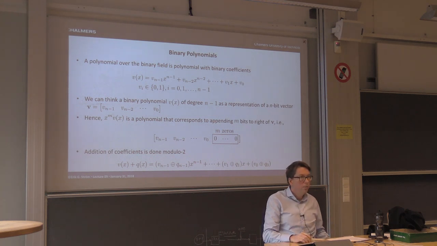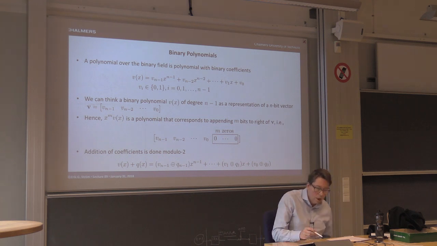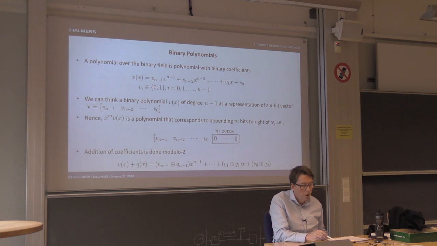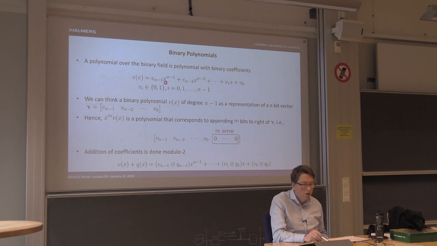So to do that, we need to do a little bit of a detour into binary polynomials. Okay, so what is a binary polynomial? It's a polynomial where the coefficients are binary, so zeros and ones. So if we have a polynomial v of x here, x is some variable, and we don't specify what x is, it's just something. And then the coefficient in front of each power of x is a binary number. So all the v's here to the right are binary.